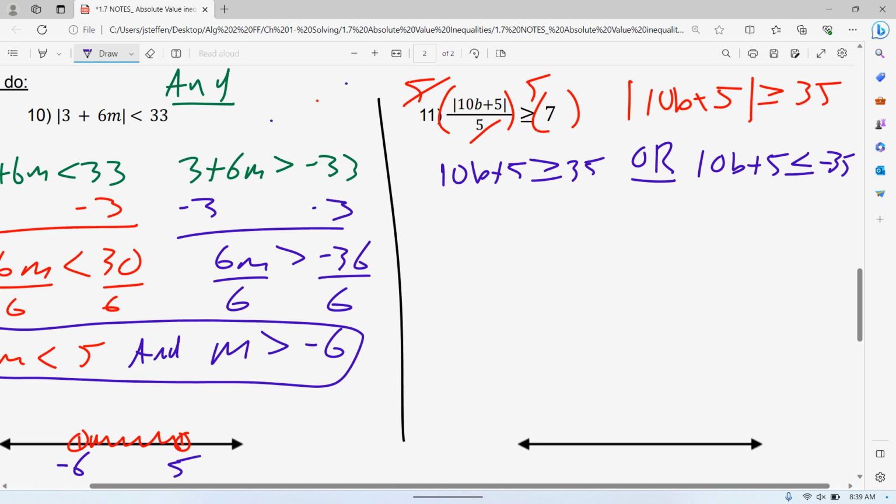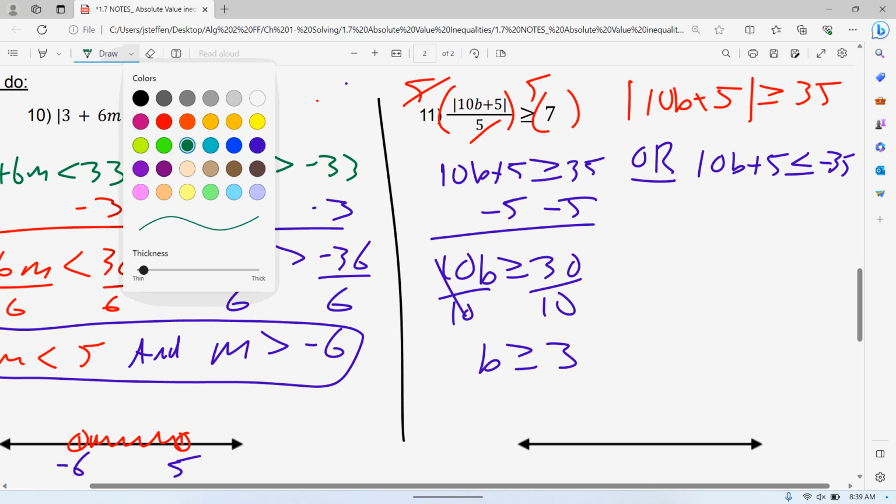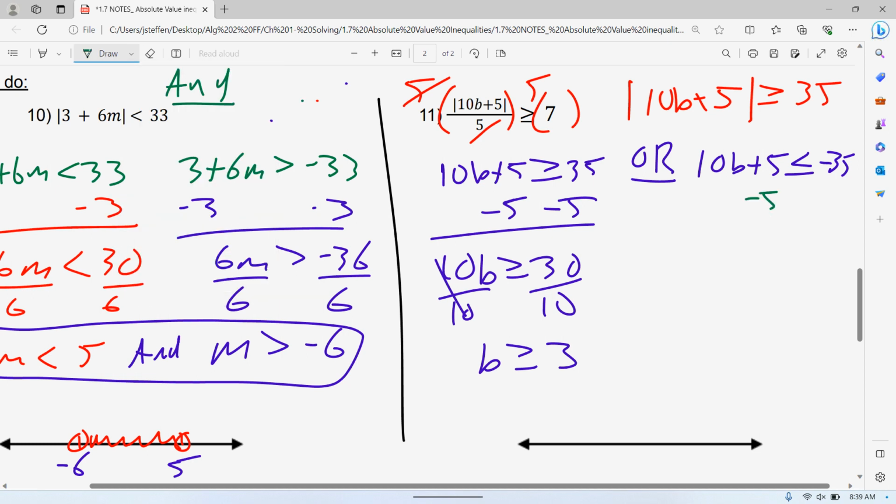Subtract the 5, so 10b is greater than or equal to 30. If I divide both sides by 10, b is greater than or equal to 3. And then the other side, do the same thing. Subtract 5. Again, make sure you pay attention to negative 35. Negative 35 minus 5 is negative 40. It's not negative 30. A lot of people do that with that problem. Divide by 10. b is less than or equal to negative 4.